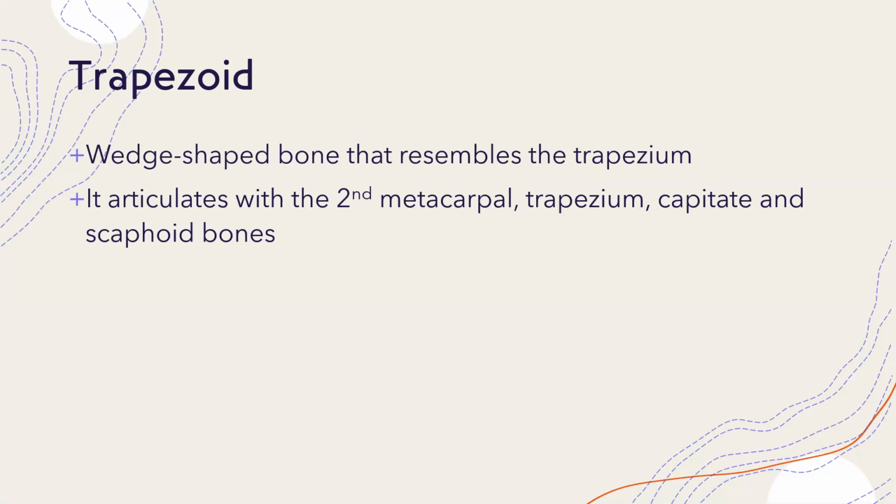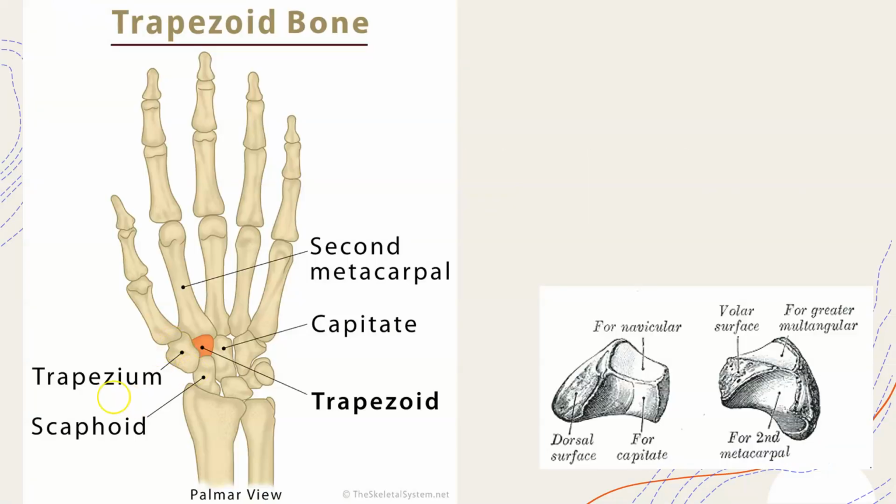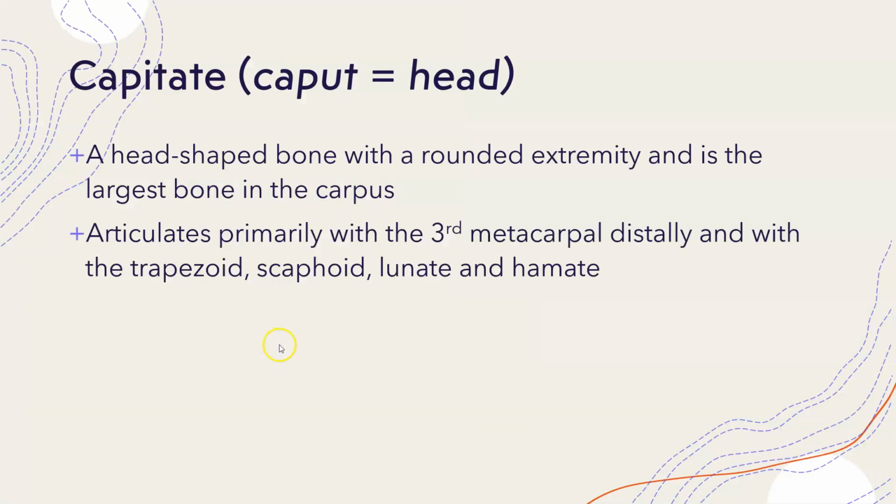It articulates with the second metacarpal, the trapezium, the capitate, and the scaphoid. So we can see here the second metacarpal, the capitate, the trapezium, and the scaphoid. You can see it's quite a small little bone here. We can see all our articular parts here. Remembering again, 4 surfaces for articulation, 2 for attachment.